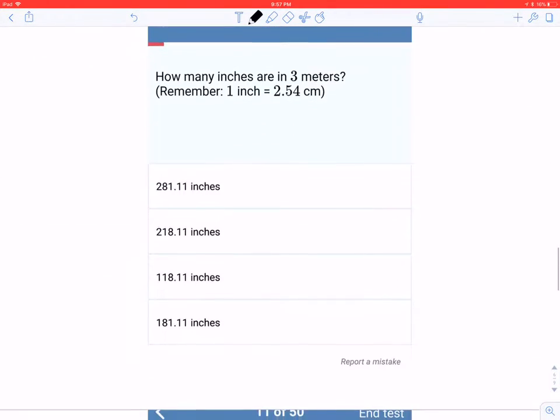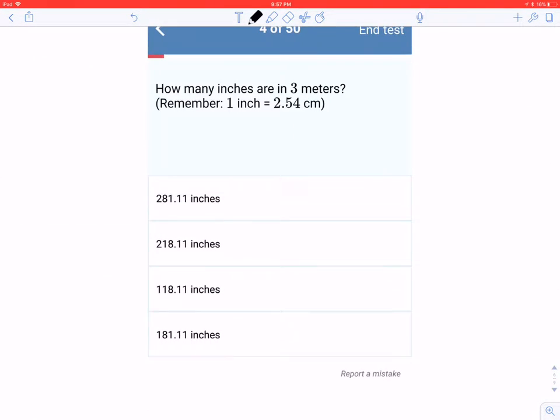Okay. This one says, how many inches are in 3 meters? Remember that 1 inch is 2.54 centimeters. This is great. I love these. These are conversions.